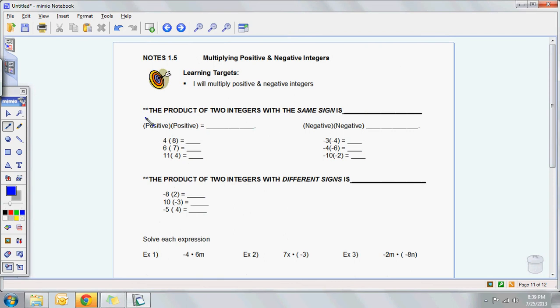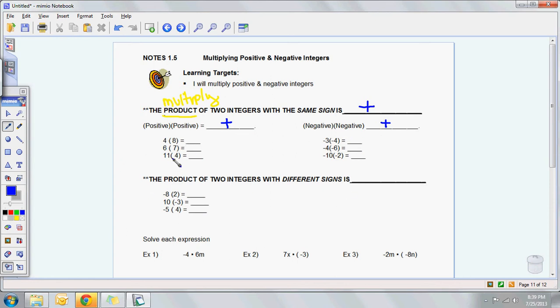Alright, so the first rule is about the product. Product, you should know, is just a fancy word for multiplying. We're going to be using that a lot this year, so make sure you know what that means. The product of two integers with the same sign is always positive. So if you're multiplying a positive number times a positive number, your answer is going to be positive. Same thing if you're multiplying two negative numbers, your answer is going to be positive. So very different from adding and subtracting.